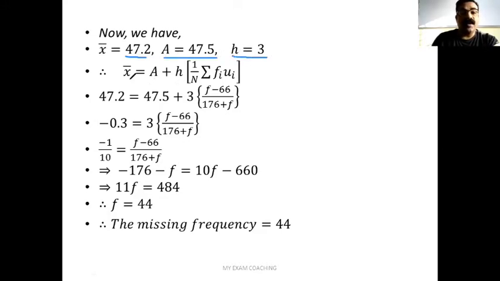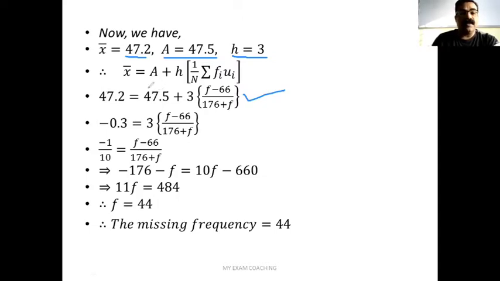So putting in the formula, x bar equal to a plus h into sigma fi ui divided by n, we got 47.2 is equal to assumed value 47.5 plus h, class interval 3, into sigma fi ui, we got f minus 66 in the previous slide, divided by total n, total frequency 176 plus f.